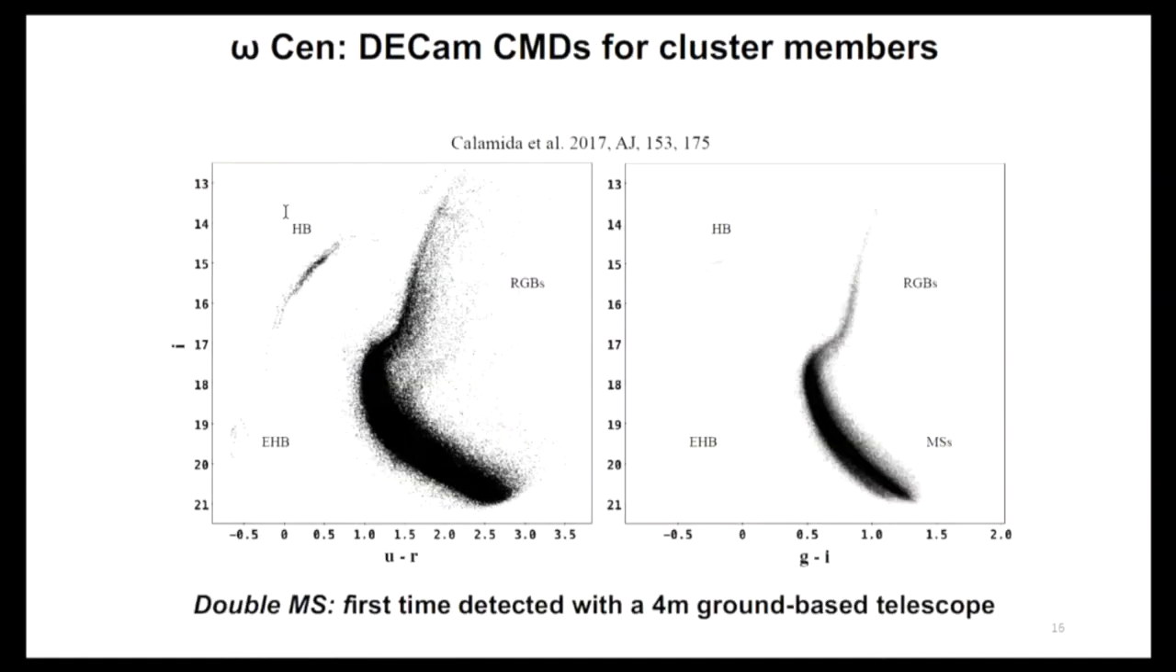So this is the DECAM color magnitude diagram for Omega Cen. It's already clean from the contamination of foreground stars. We use the same method, color magnitude planes.